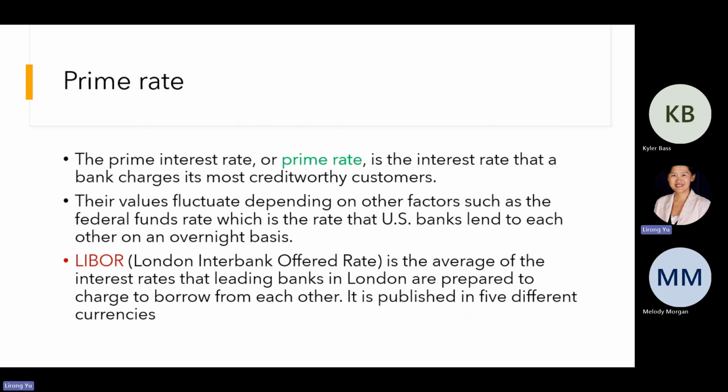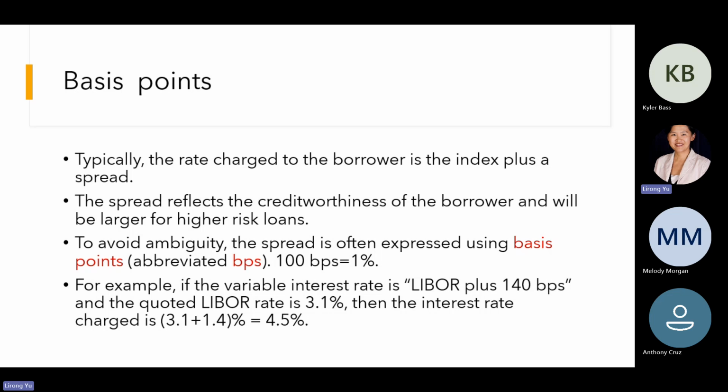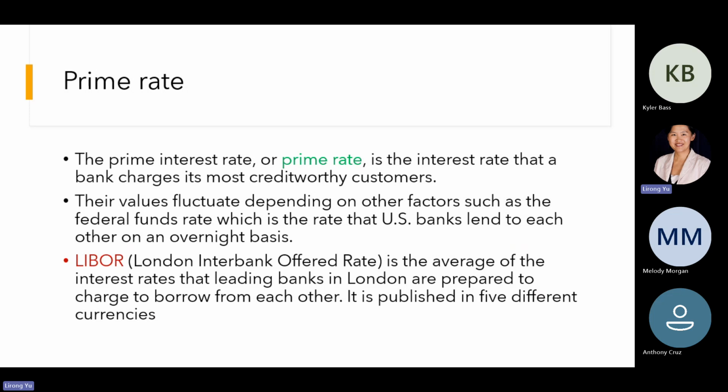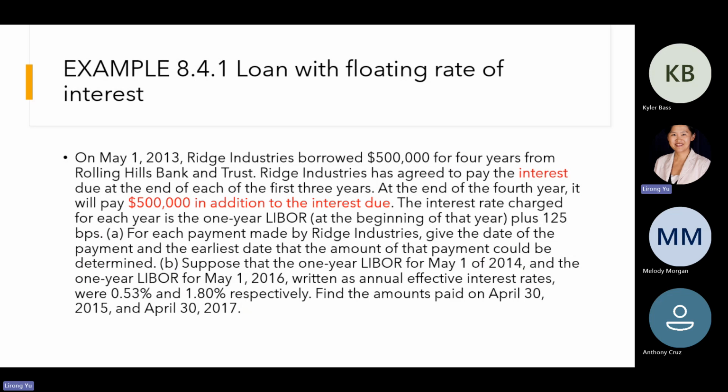You need to compare your rate with the prime market rate. There's also the basis point. If we are offered a rate relative to LIBOR, we want to know how much we are being offered above or below the LIBOR rate, and for that comparison we use the basis point. 100 basis points is 1%. That's some of the terminology you might see in your finance class. Let's just introduce that.